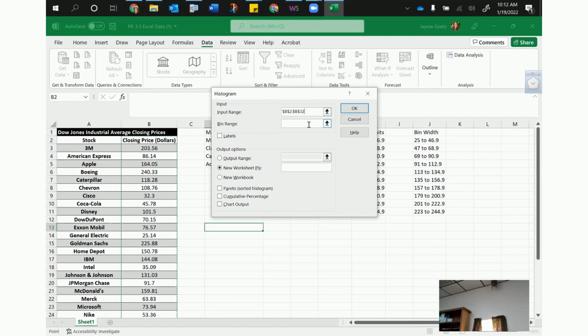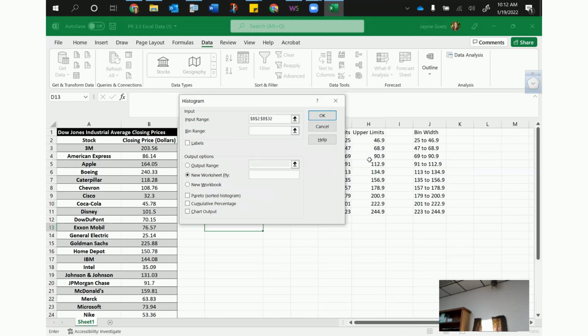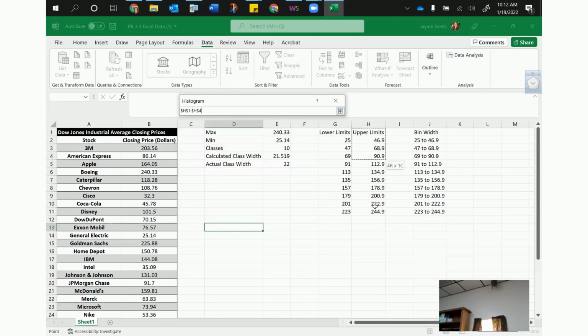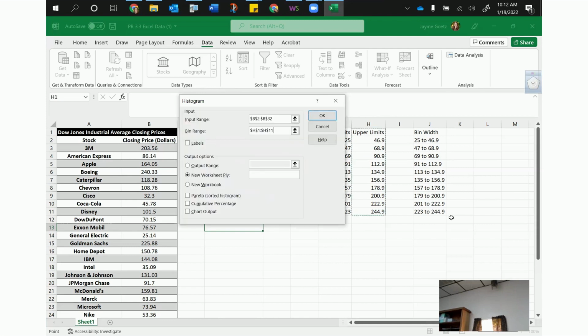The next one is our bin range. So I'm going to click in here. Now our bin range is the upper limits. That's the upper limits column. Make sure that when you choose those cells, you click the column header with it. That's crucial. You have to have the column header with it. So I'm going to click on this upper limits all the way down to 244.9. So for me, that was H1 to H11.